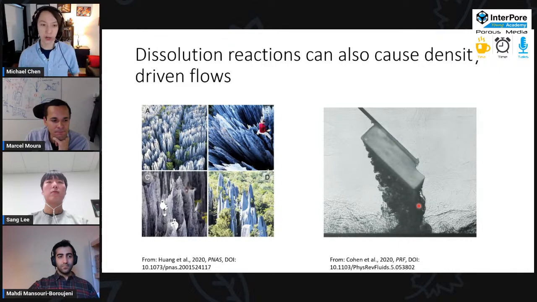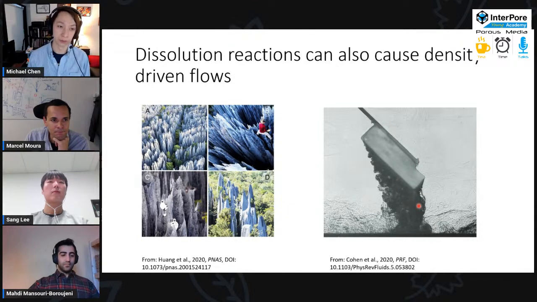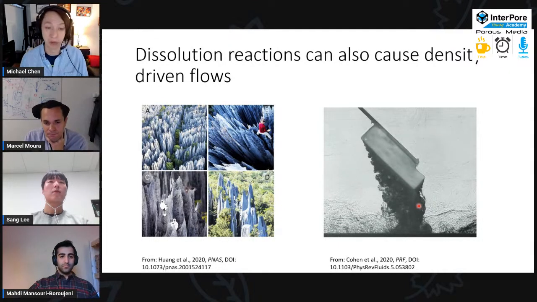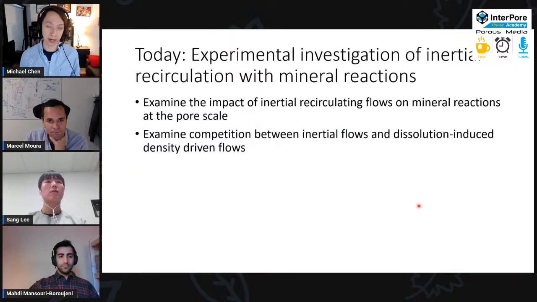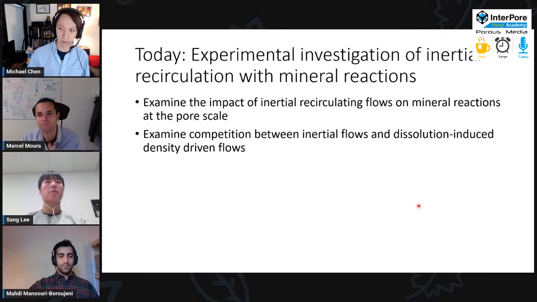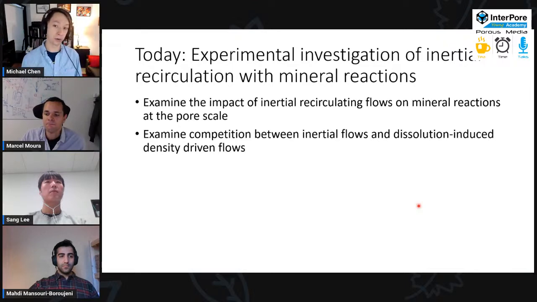And so our question was, how do these complicated inertial flows that we're observing in porous media interact in the presence of mineral dissolution? Will these density-driven flows occur, or will they just not? Will they be suppressed by the strength of the inertial flows? And indeed, that's what I'll talk about today. We're going to mainly focus on some experimental work, and we're really focused on a representative pore scale type system.